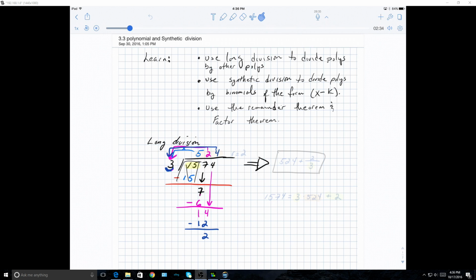So what we have here is that, well, let's write it first. So we have 524 with a remainder equal to 2. I think that's how most people see it first. But what we can do is also rewrite it this way: 524 plus 2 over 3. Or we could simplify this to, well, let's not do that right now. You can simplify it down to the improper fraction.